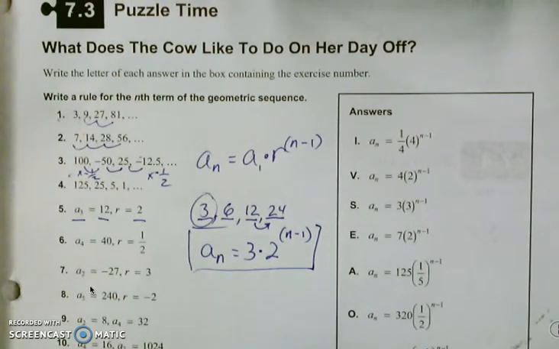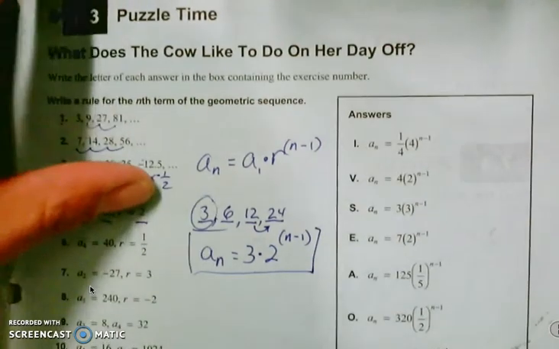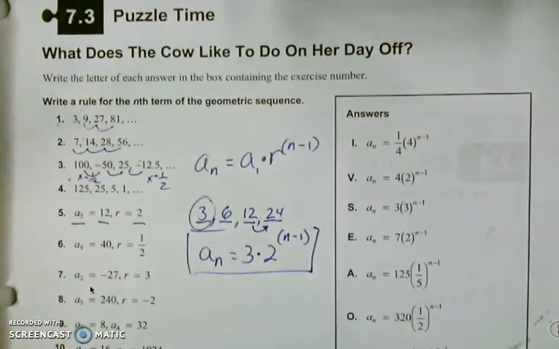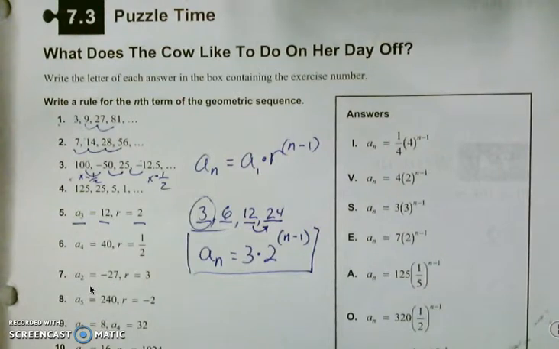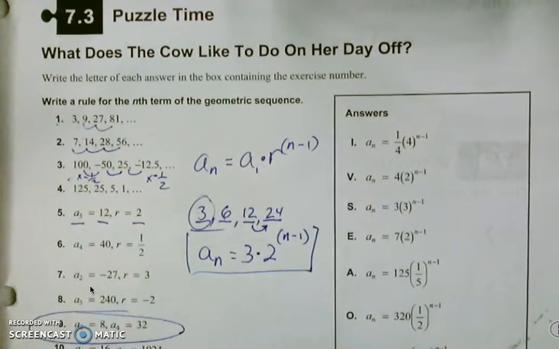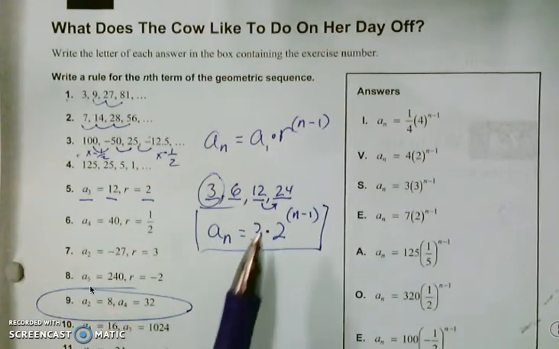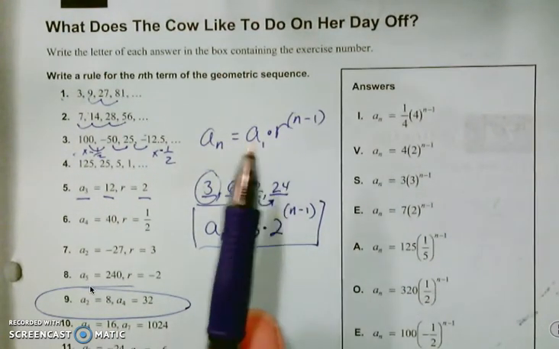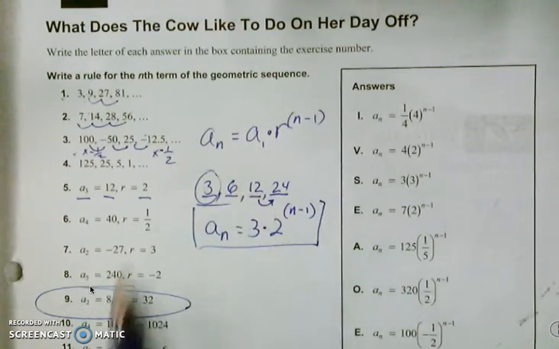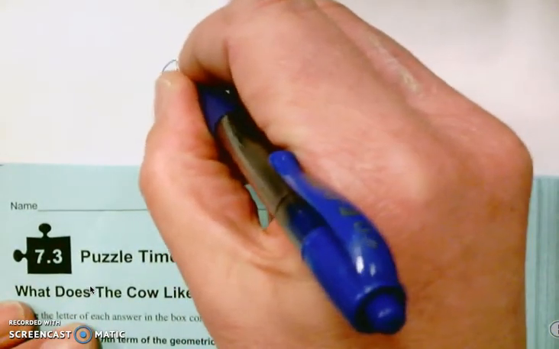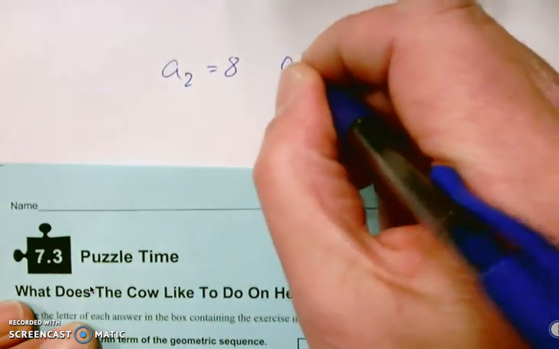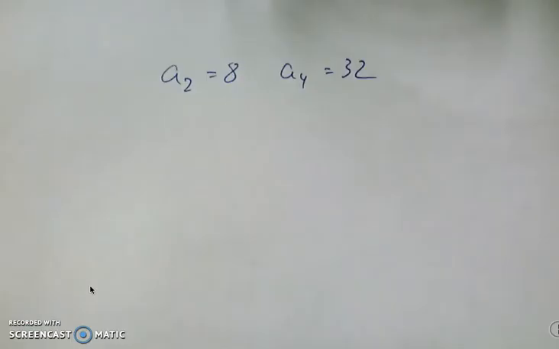The rest of those ones are the same. What I want to help you with is later ones like number 9, because that's different. They didn't give you the ratio, and they didn't give you the starting term. We need either the ratio or the starting term, the A1. They gave us neither. So I'm going to need some scratch paper here, so let's write this down. A2 is 8, and A4 is 32.